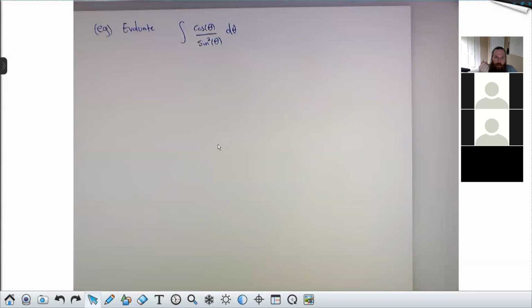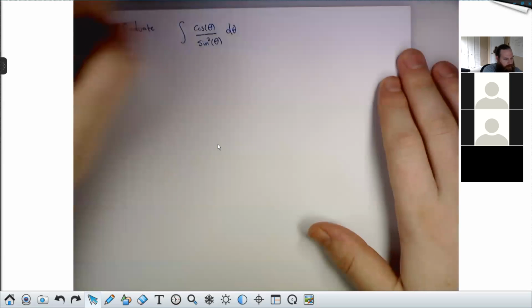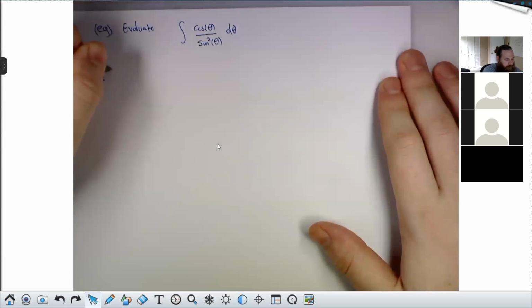The only stuff that we know how to integrate in terms of trigonometry, we know the integral of sine, we know the integral of cosine, and we know their antiderivatives. I don't know the antiderivative for secant or tangent yet. Those will take a little bit of time. Is there any way I can rewrite cosine over sine squared in a way that makes it more friendly to deal with as an antiderivative?